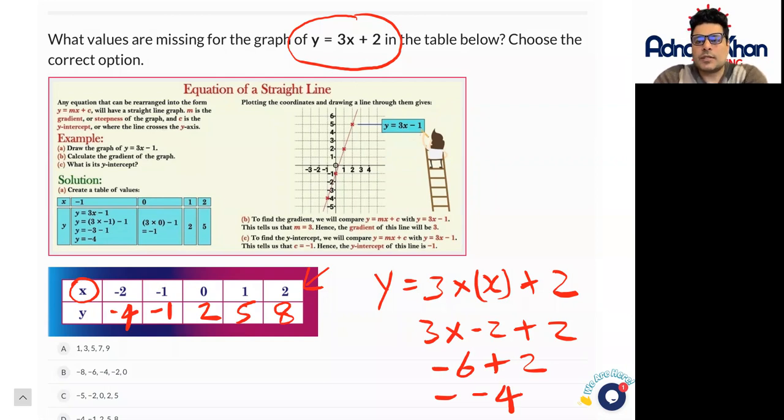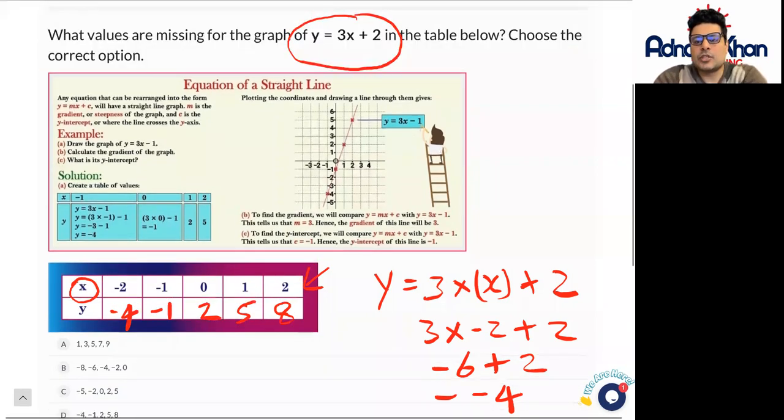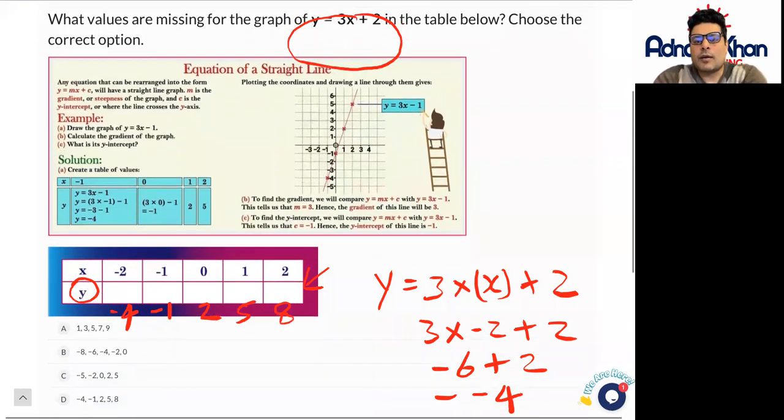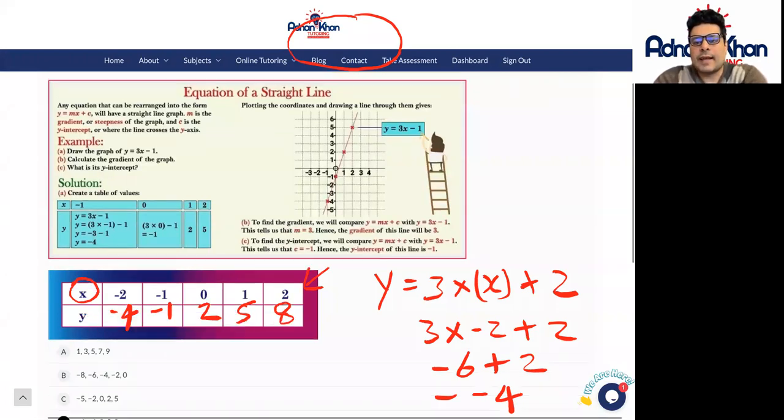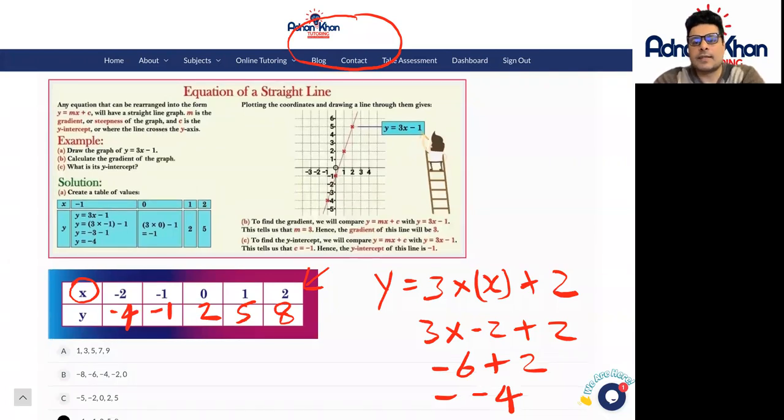Now, let's just go up here slightly and check what our answers are going to be. Is it option A, option B, option C, or option D? From what I can see, it's going to be option D, which is minus 4, minus 1, 2, 5, and 8. That's going to be the correct answer.